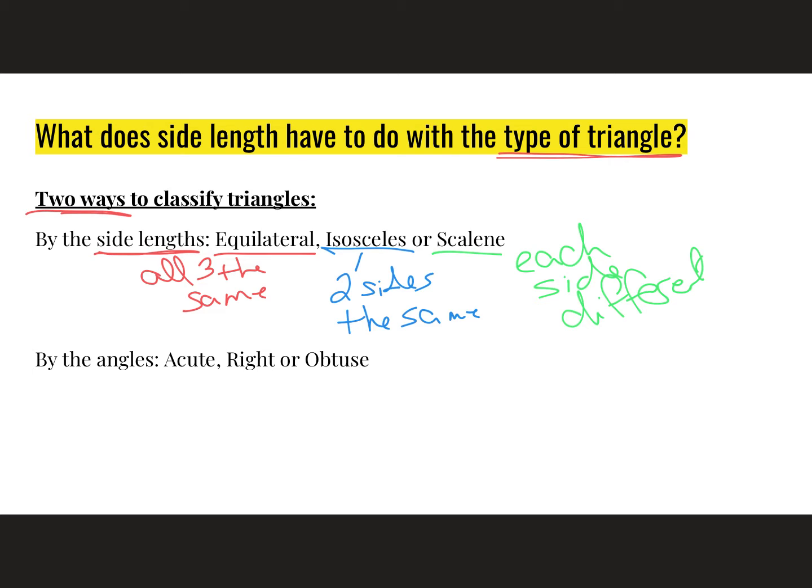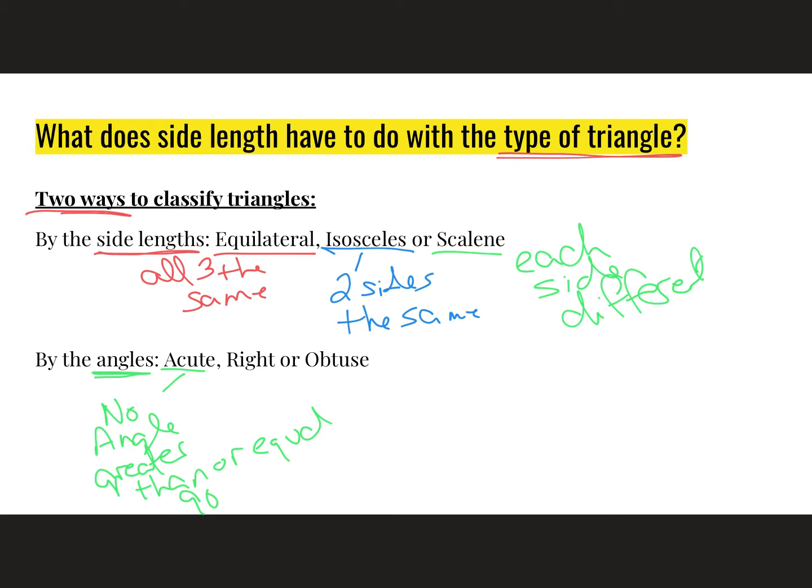You can also classify them by the angles. An acute triangle has no angle greater than, I would say 90, but it's actually 89. Well, no angle greater than 90, but it can't even be 90. So it's or equal to. All the angles are less than 90.